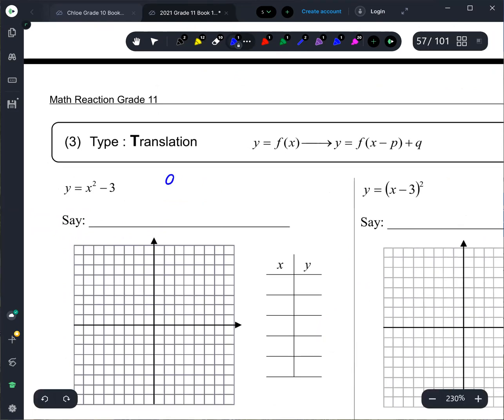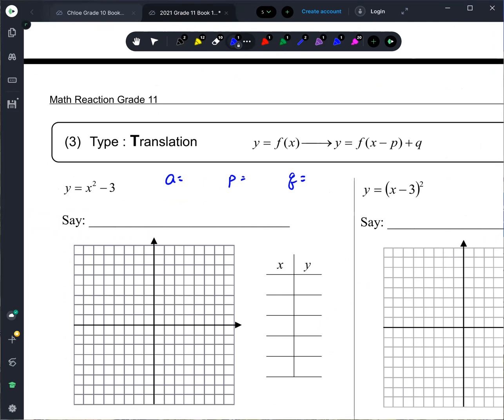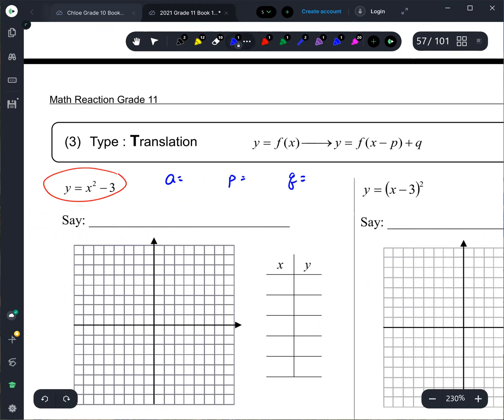So this time the A, P, Q. Kat, what do you think the APQ is for this question? Is A 1? Yeah, A is still 1 right there. And what about P? Is it 0? Yeah, P is 0. What about Q? -3. Yes.